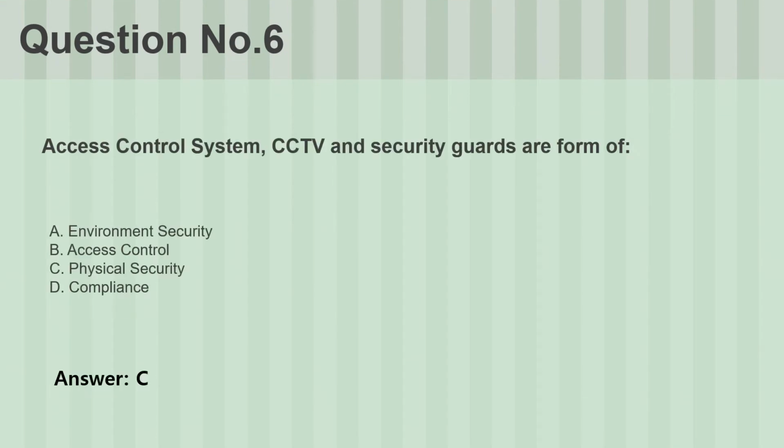Question number 6. Access control system, CCTV and security guards are form of A. Environment security. B. Access control. C. Physical security. D. Compliance. Answer: C.